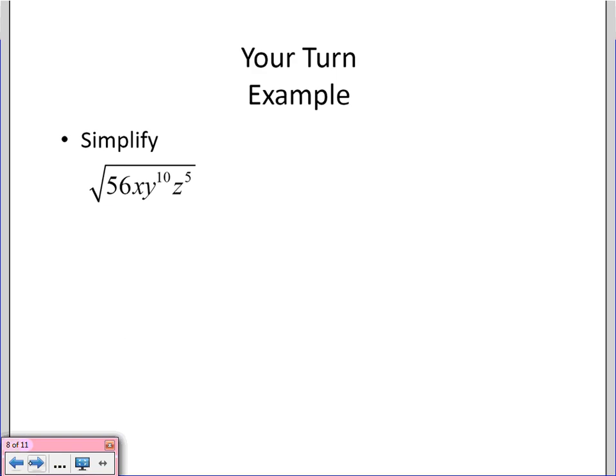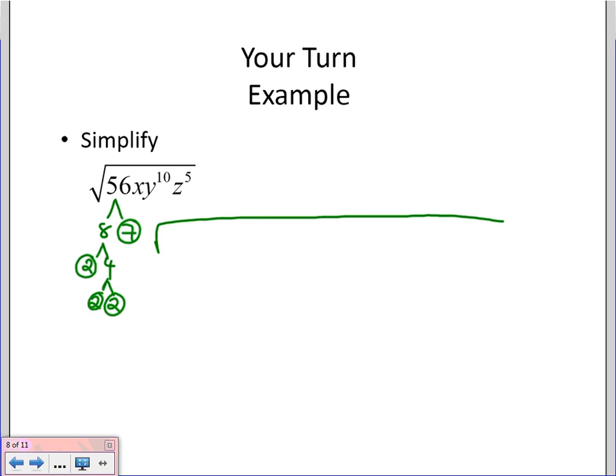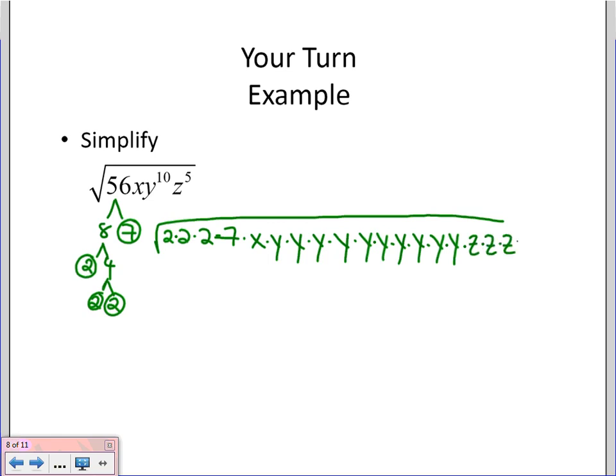Okay, I want you to try this one. Pause me and replay me when you're ready for the answer. Give it a shot. Okay, so this one comes to 8 and 7. 7's prime. 2 and 4. 2 is prime. 2 times 2. Okay, we've got quite a big list here. So we've got 2 times 2 times 2 times 7 times x times 1, 2, 3, 4, 5, 7, 8, 9, 10, 1, 2, 3, 4, 5.